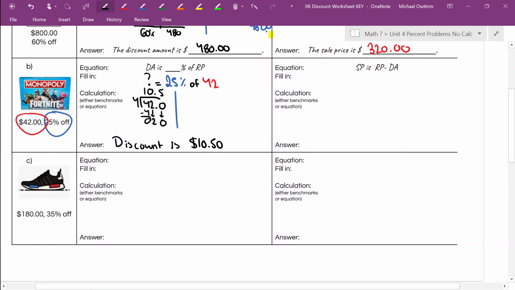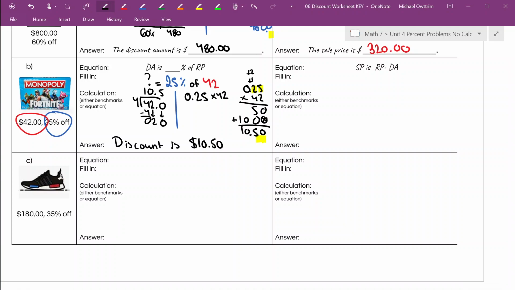If we use our equation, we're going to say that our discount, of course, is 25% of 42. So we'd have to do 0.25 times 42. Let's set that up. 2 times 5 is 10. 2 times 2 is 4, plus 1 is 5. Placeholder 0. 4 times 5 is 20. 4 times 2 is 8, plus 2 is 10. 1050. And of course, again, we have 2 digits of decimals. We get that same answer of $10.50 for our discount.